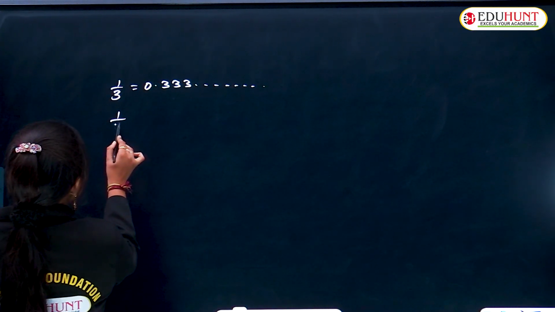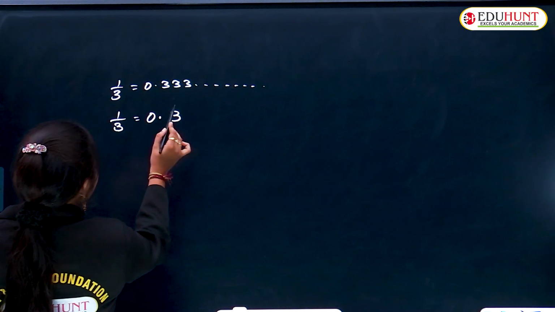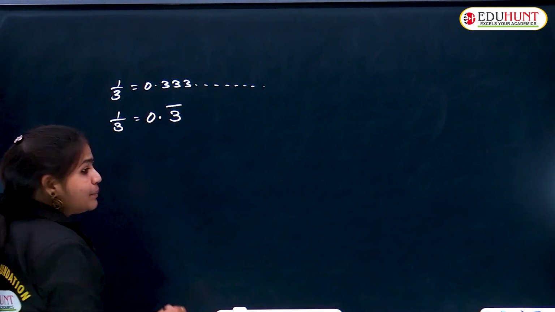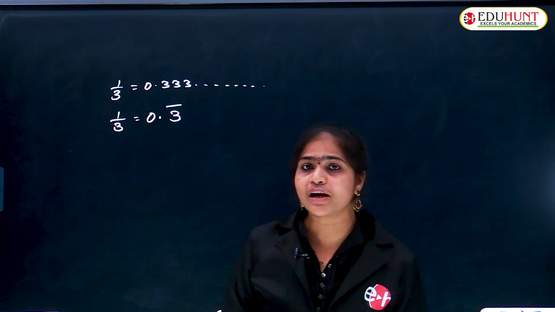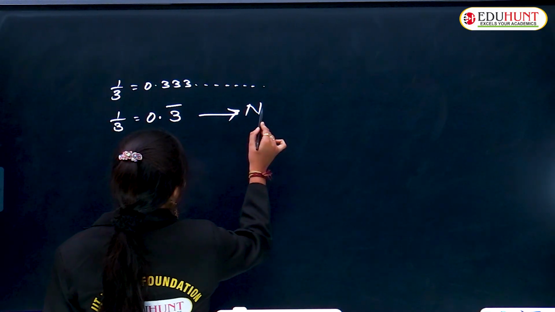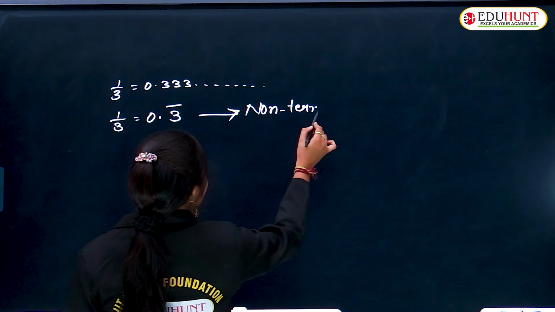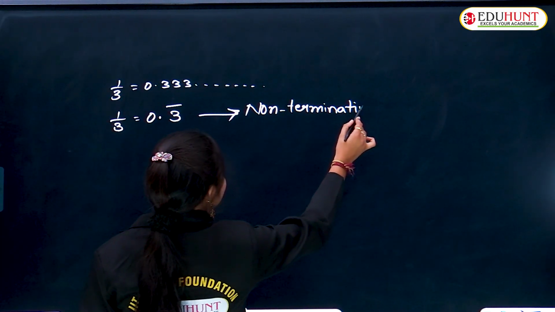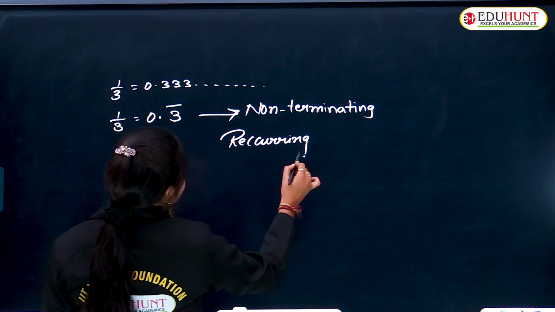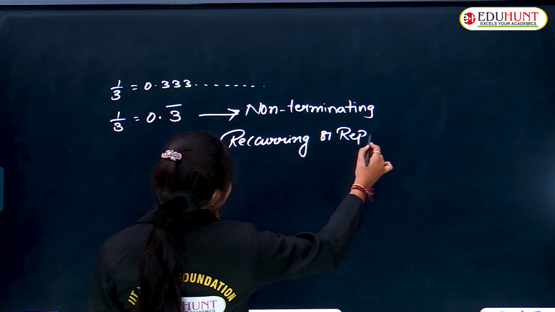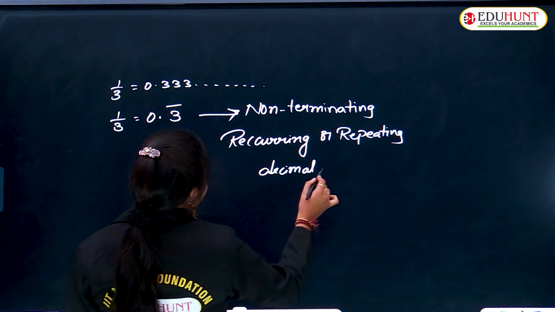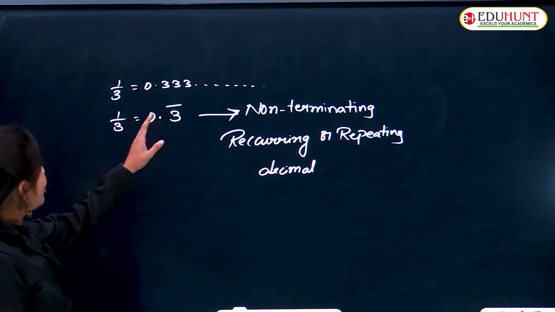That's why we can write 1 by 3 is equal to 0. Which number is in repetition? 3 is in repetition. So above that 3 we have to keep the bar symbol, or vinculum symbol. Understood? So this one is non-terminating because there is no ending point. That's why we will call this a non-terminating recurring decimal, or repeating decimal.